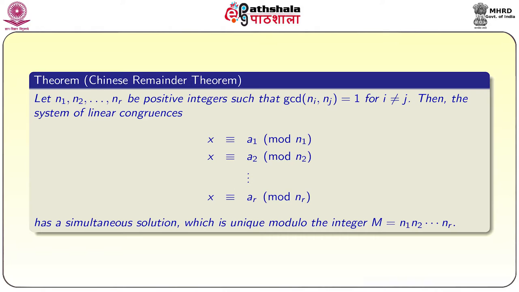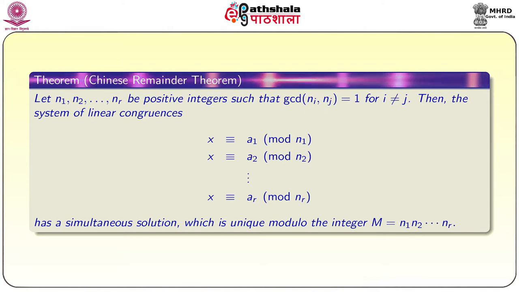Before going to prove this theorem, again we will look at the conditions in the Chinese remainder theorem. Here in the hypothesis, it is required that n 1, n 2 and so on up to n r are positive integers, and they are relatively prime. That means, if i not equal to j, then GCD of n i and n j should be equal to 1. Further, for a 1, a 2 and so on up to a r, there is no restriction on those integers. They may be any integers we can consider.